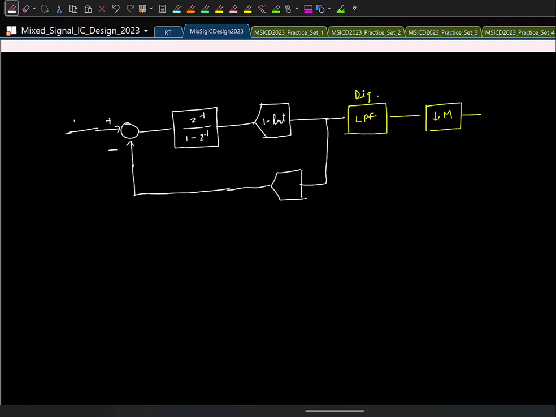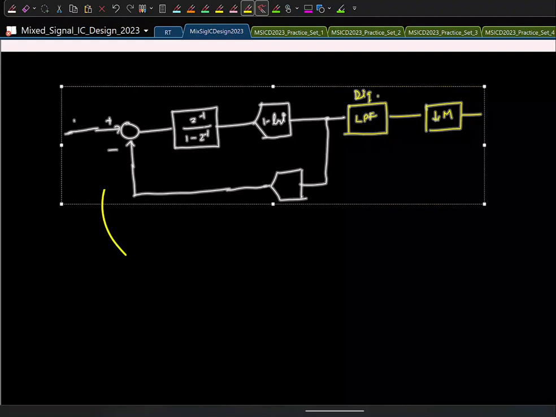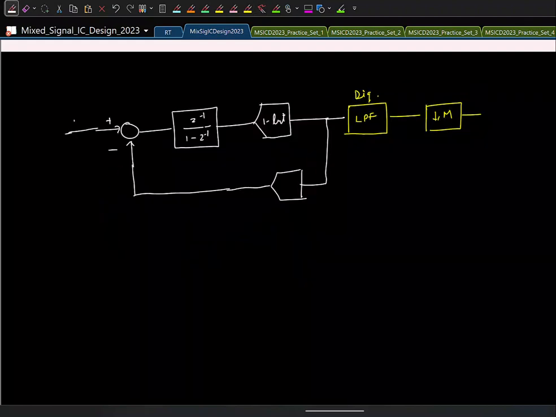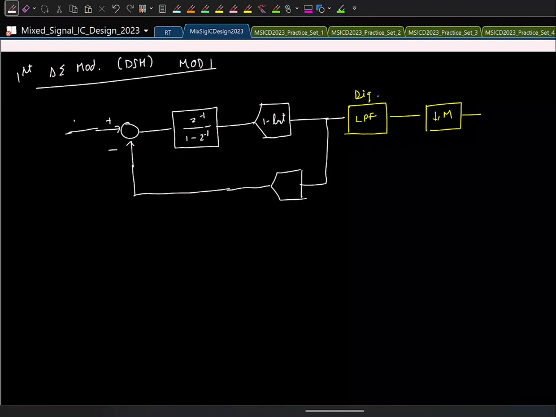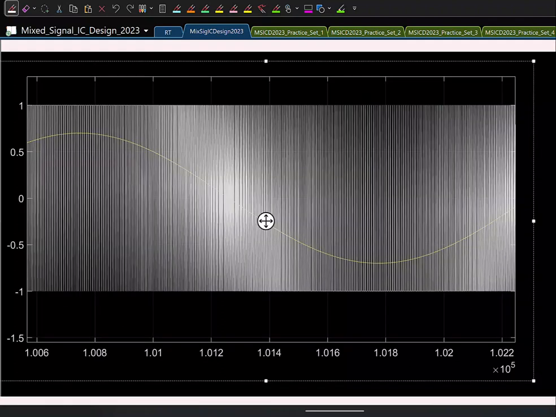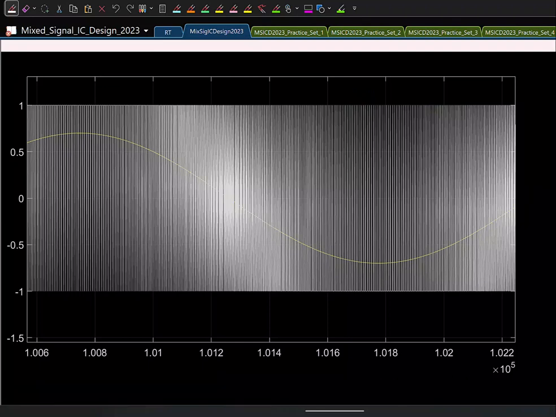So let me actually show you some simulation examples. What I did was I took this first order, by the way, this is called the first order delta sigma modulator or DSM, often referred to as MOD1. So I took this first order modulator and simulated it in MATLAB. I had, I think, an oversampling ratio of 512. Again, single bit data, I fed in a sinusoid. So this is how the result looks.